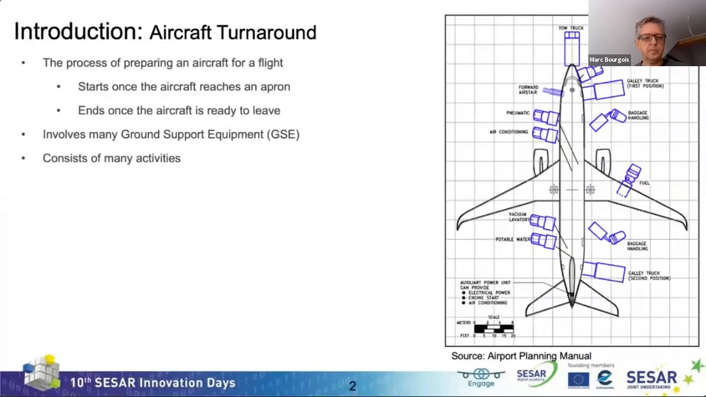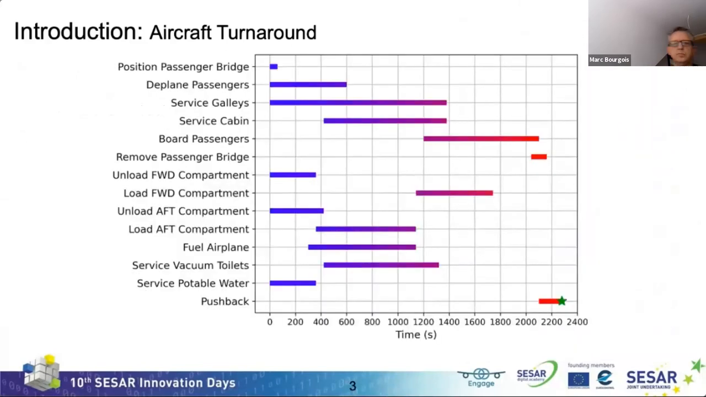Aircraft turnaround is a process of preparing an aircraft for a flight. It starts once the aircraft reaches an apron and ends once the aircraft is ready to leave. The process involves many ground support equipment such as tow truck, cargo loader, cargo truck, fuel truck, as we can see from the picture on the right. It also consists of many activities written in the airport planning manual, as we can see from the picture.